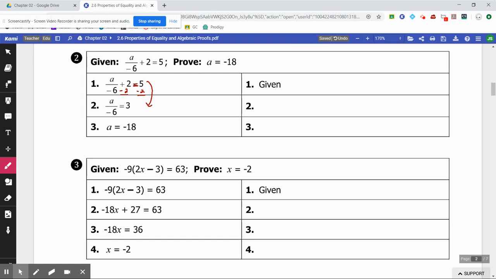How do we know that we can just subtract something from both sides? That is the subtraction property of equality. And then all of a sudden we have this statement that says a divided by negative 6 is 3. Well, to solve that, how do we get rid of division by negative 6? We're going to take both sides and multiply by negative 6. And you're going to get 3 times negative 6, which gives you that negative 18.